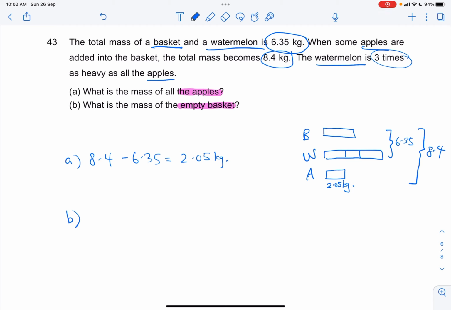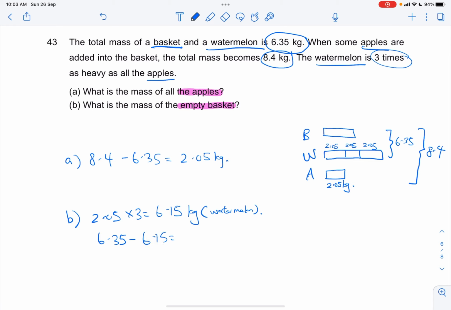Then what is the mass of the basket? We can find the mass of the apples and the watermelon. So this is 2.05, 2.05, 2.05. From here, there are 2 ways of solving it, but I can take 2.05 times 3 will give me 6.15 kg. This is the mass of the watermelon. And to find the mass of the basket, 6.35 minus 6.15, 0.2 kilogram, which is also 200 gram, but I think we can just leave our answer as this. So 2.05 kilogram for the apples and 0.2 kilogram for the basket.